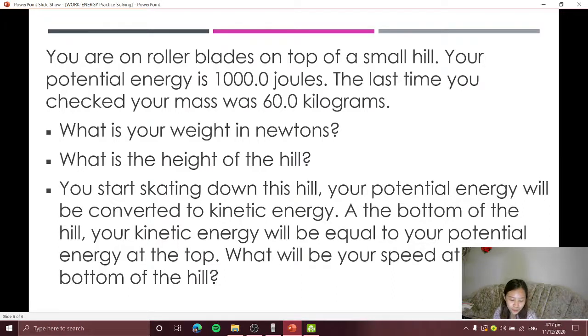Remember how to get the weight. Okay, so next, what is the height of the hill? And lastly, you start skating down this hill, your potential energy will be converted to kinetic energy. So at the bottom of the hill, your kinetic energy will be equal to your potential energy at the top. So what will be your speed at the bottom of the hill? So speed is what we will look for on our last unknown value. Okay, so let us try to solve for each value there.